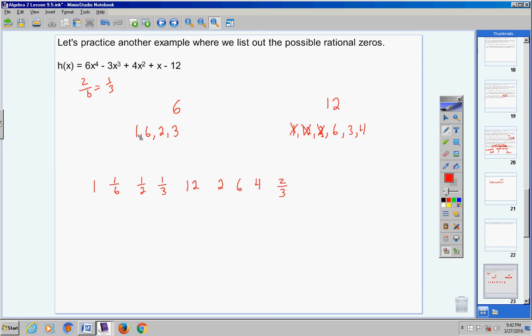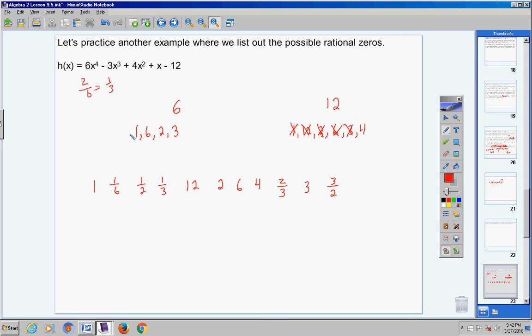6 over 1 is 6, but we already have a 6. 6 over 6 is 1. We already have a 1. 6 over 2 is 3. We'll put a 3. 6 over 3 is 2. We already have a 2. Now we'll go to 3. 3 over 1 is 3. We already have a 3. 3 over 6 is 1/2, if you reduce it. We already have 1/2. 3 over 2 is 3/2. Do we have 3/2 yet? Not at all. And 3 over 3 is 1. We have a 1 already. So we're done with 3.